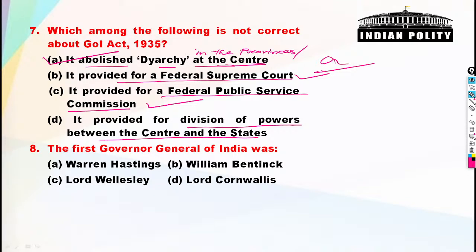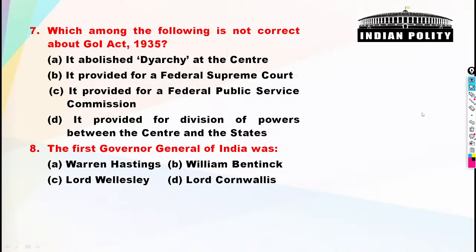Next, the first Governor General of India. Option A is Lord Warren Hastings under the Regulating Act. Sorry, that was Governor General of Bengal. The first Governor General of India was Lord William Bentinck under the Charter Act of 1833.